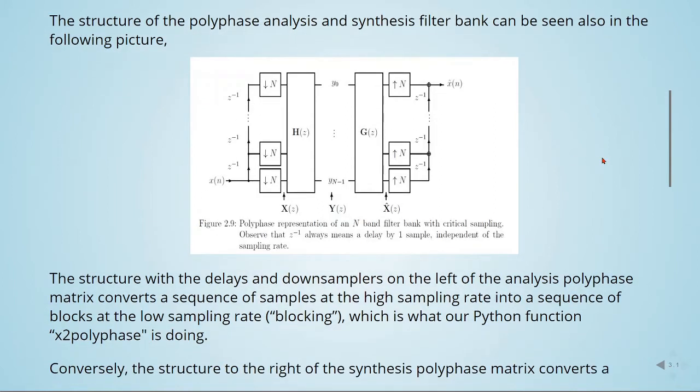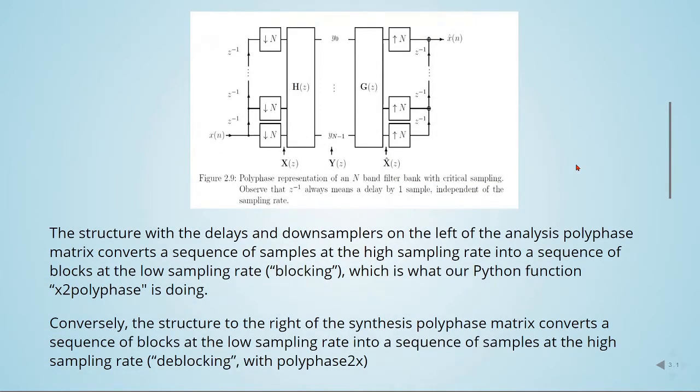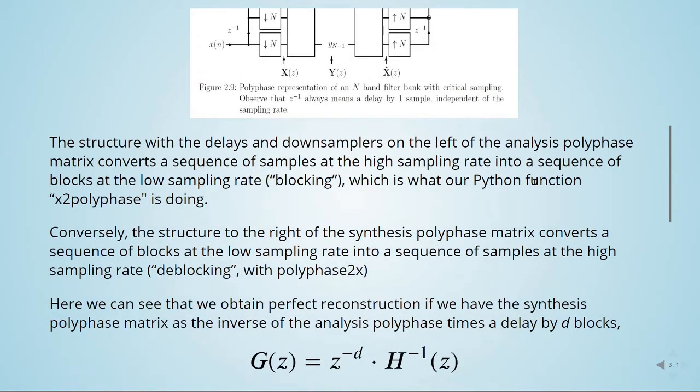So the structure of the delays and downsamplers on the left of the analysis polyphase matrix, it's converting a sequence of samples at high sampling rate into a sequence of blocks at the low sampling rate. It's called blocking. And this is what our Python function x2polyphase is doing. Conversely, the structure to the right of the synthesis polyphase matrix converts a sequence of blocks at the low sampling rate into a sequence of samples at the high sampling rate. It's called deblocking, and this is what our function polyphase2x is doing.